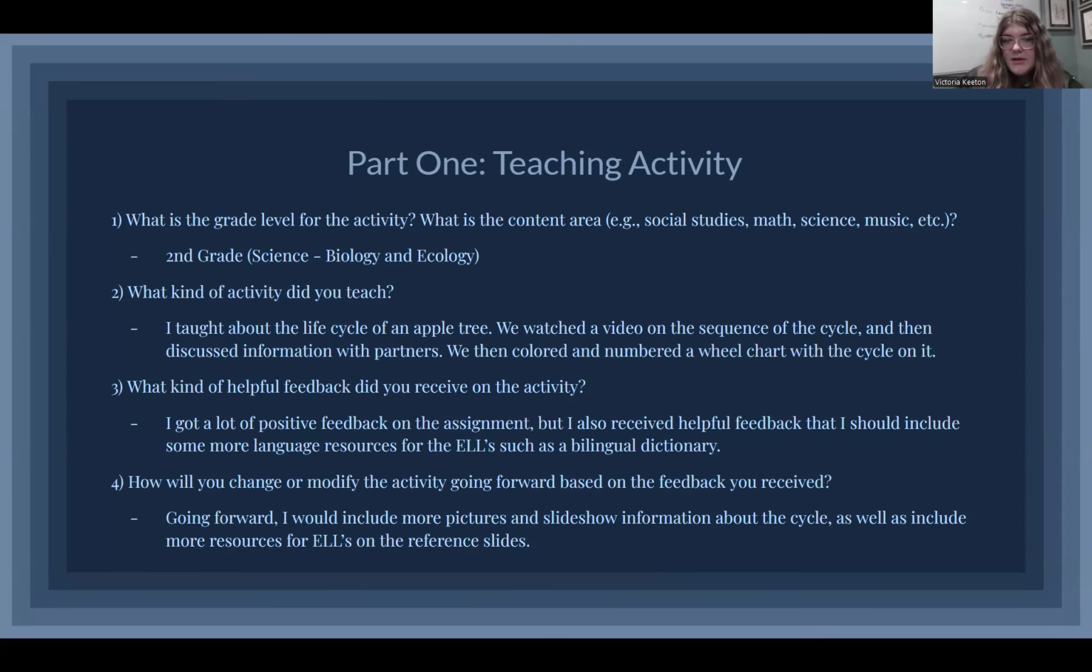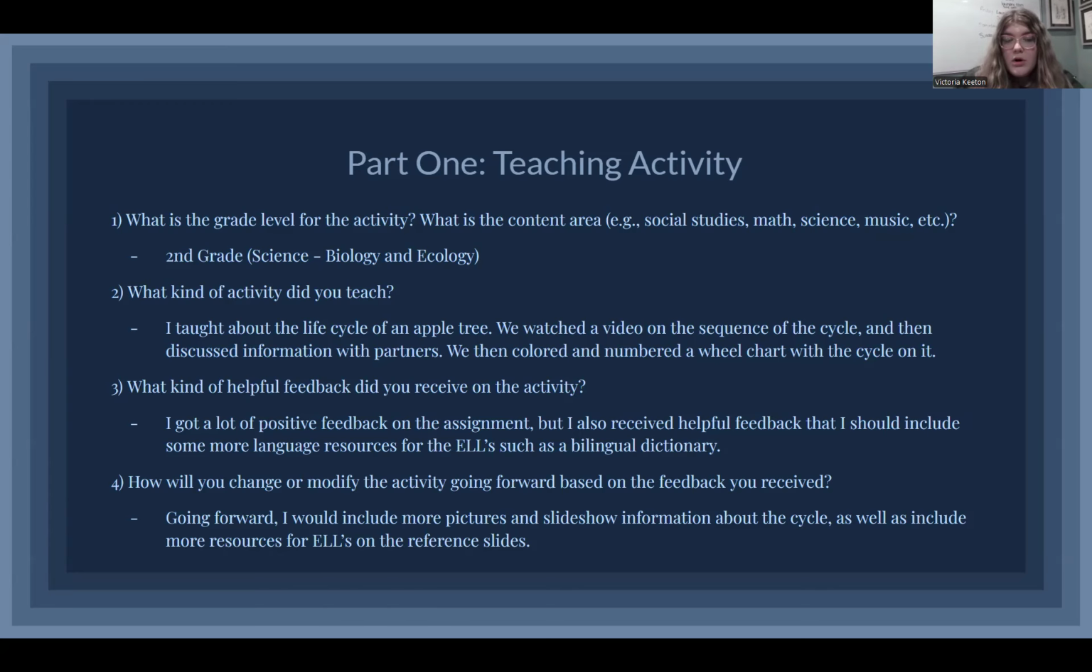Some helpful feedback I received on the activity: I got a lot of really positive feedback, but I also received some helpful feedback that I should include more language resources for ELLs, such as a bilingual dictionary or some type of website to help them understand more, or a language version in their first language for some of the sequence of events of the life cycle.